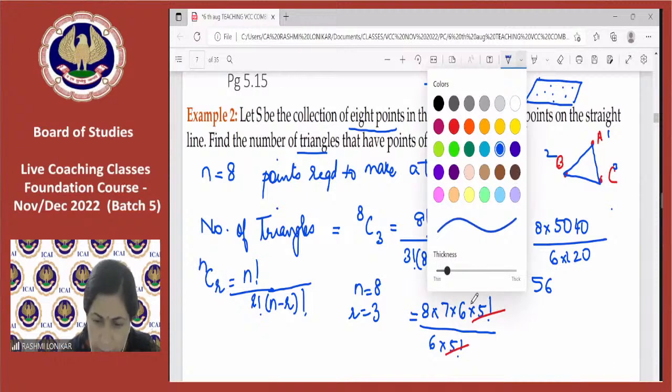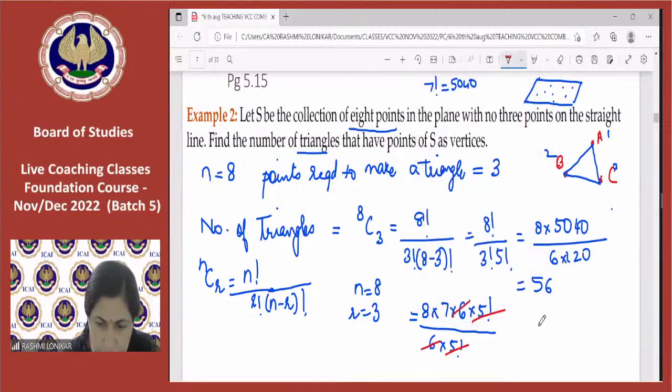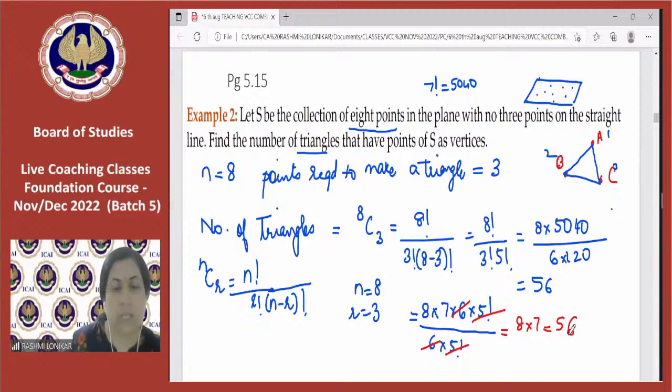And what will I get? And then this 6 will also cancel with this 6. So what am I left with? This is equal to 8 into 7, which is equal to 56. Understood? Yes, understood till now?